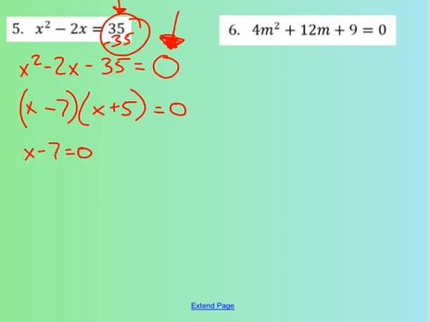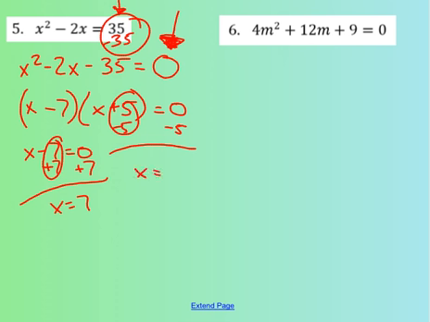x minus 7 equals 0, so add 7, x equals 7. Alright, subtract 5, x equals negative 5. So my two possible solutions are x equals 7 and x equals negative 5, and they don't work every time.